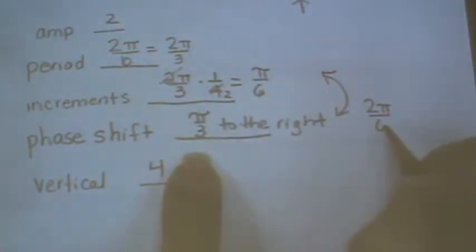Why do I want to call my start position 2 pi over 6? Because now I can count by pi over 6. So make this 2 pi over 6, that's your start position, and your increments are pi over 6. So when you add pi over 6 to this, you get 3 pi over 6, and you get 4 pi over 6, and 5 pi over 6, and 6 pi over 6. So you're starting, that's your phase shift at pi over 3 units or 2 pi over 6. So now you want to go up 4 units.